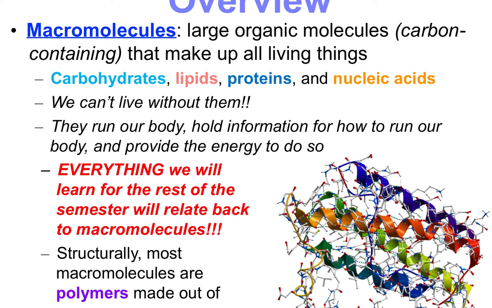Macromolecules are these very large organic molecules. Organic means that they contain carbon and they make up all living things. The four main ones that we will learn in biology are carbohydrates, lipids, proteins, and nucleic acids. We can't live without them. They run our body, they hold information on how to run our body, and they provide us with the energy to do so and the structure to form new things.